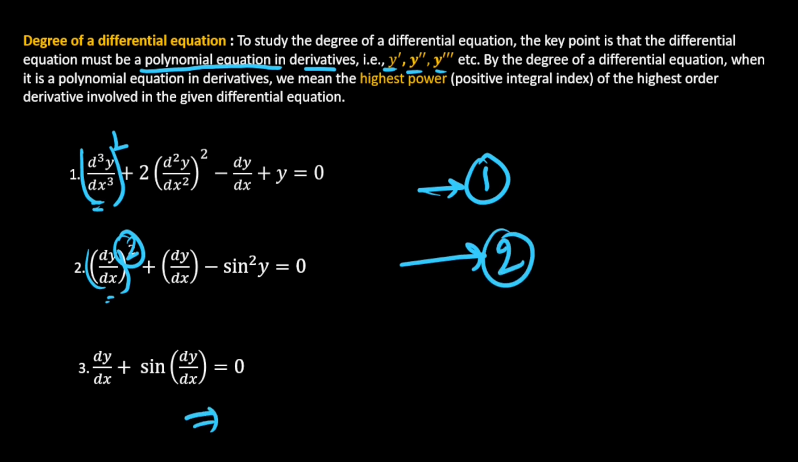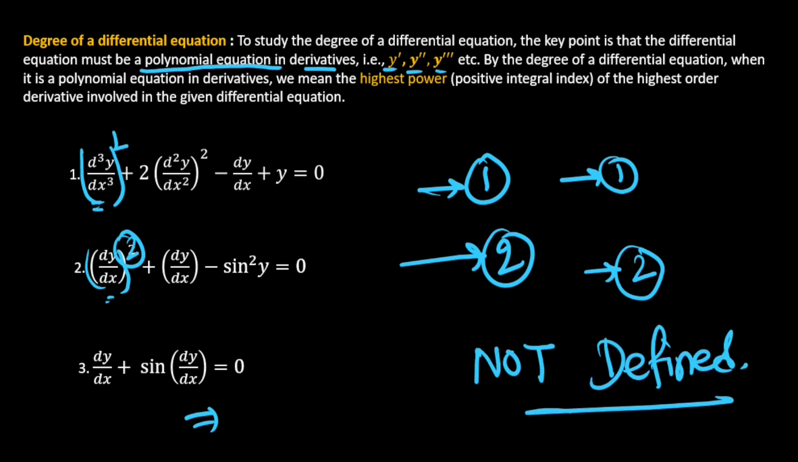But this differential equation's degree cannot be defined. So in view of the above definition, one may observe that differential equation 1 has degree 1, differential equation 2 has degree 2, while the degree of differential equation 3 is not defined. In this case you only need to remember these two things.